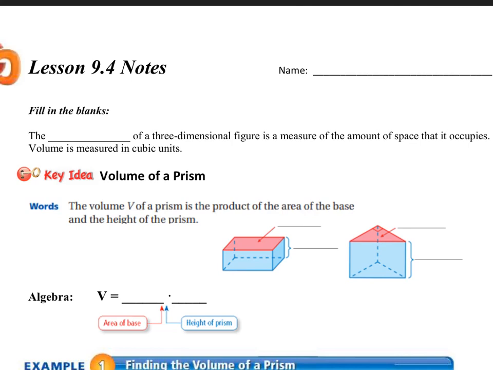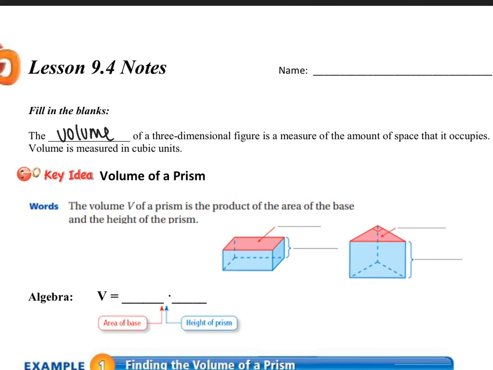Hello students, today we are going to cover section 9.4, which is on volumes of prisms. So the word volume is talking about three-dimensional figures. If you had a box, that's the amount of space that it occupies.